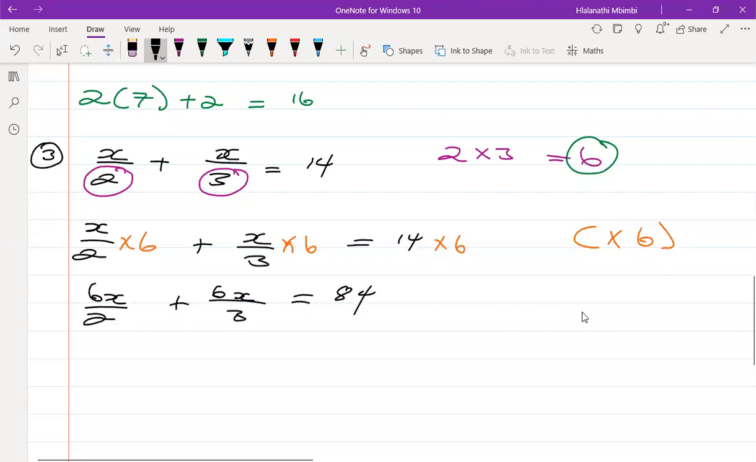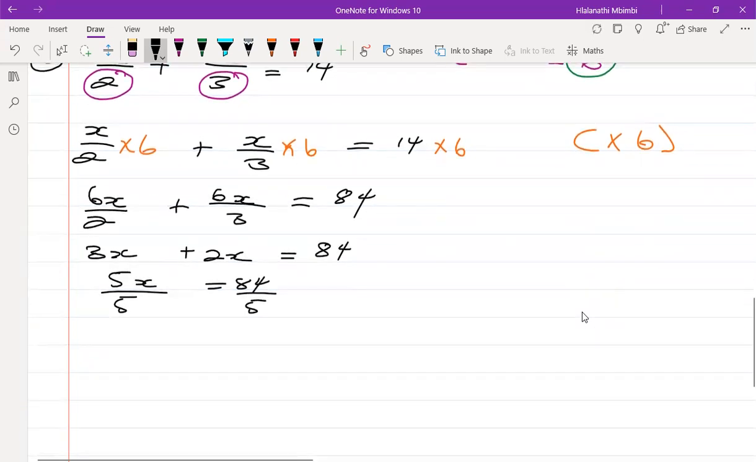And then after you've done that, you can see that 6 and 2 can divide, you'll get 3x, plus on this side you'll get 2x, and that would give you 84. And therefore these will combine to give you 5x is equal to 84. And again, you can try to isolate x by dividing by 5 on both sides. And then your x would be equal to 84 over 5.